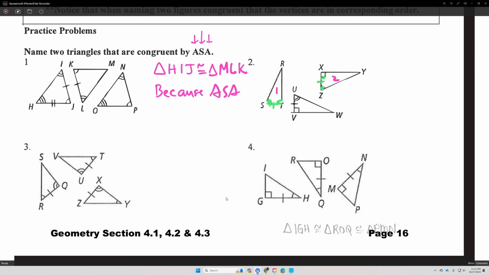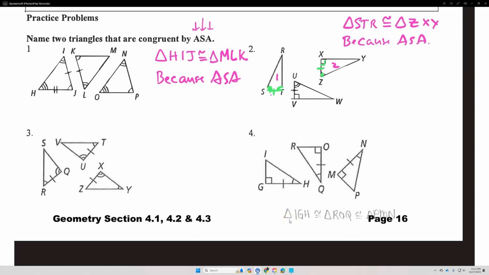So to write the statement, you're going to have triangle STR is congruent with triangle, S corresponds with Z, T corresponds with X, so that's X, and then R corresponds with Y. So these two triangles are congruent because of angle, angle, side, angle.